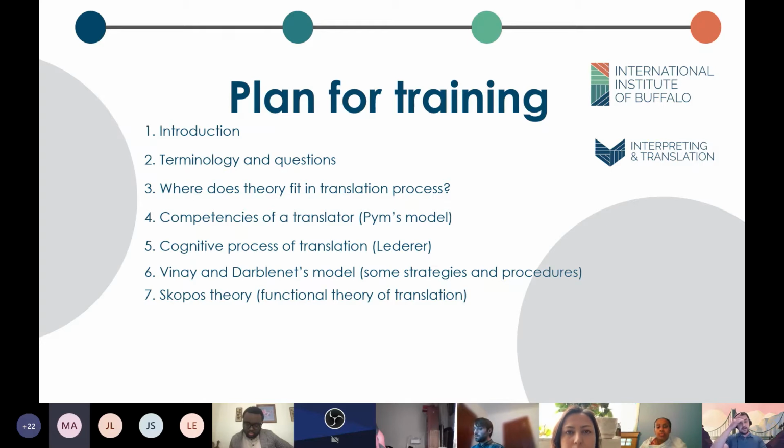Then I'm going to talk about Vinay and Darbelnet's model, which is one of the original models from the 1950s for translation, that identifies some strategies and procedures. A lot of the strategies and procedures in Vinay and Darbelnet are something that people do naturally, but identifying them might lead to making more conscious choices with them. And then we're going to talk about Skopos theory, which is a huge part of translation studies, which is also a functional theory of translation.